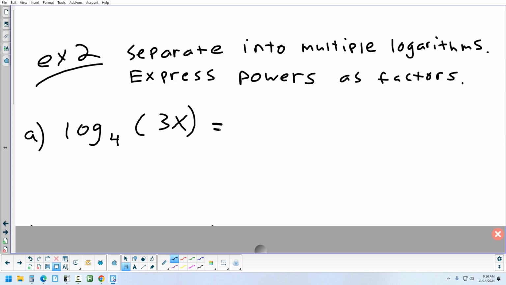Okay, so we're going to split that into multiple logarithms. How many logarithms is that going to split up into? Yep. 3. How many things are you multiplying together in your argument? 2. Okay, so that's going to split up into 2 logs. Log, log. What's going to be the base on each log?